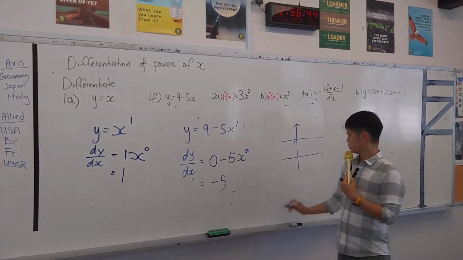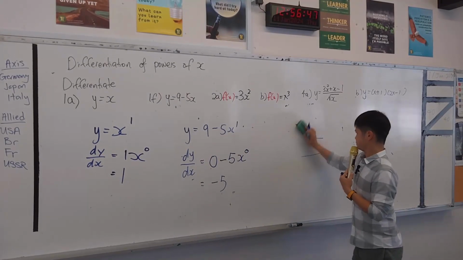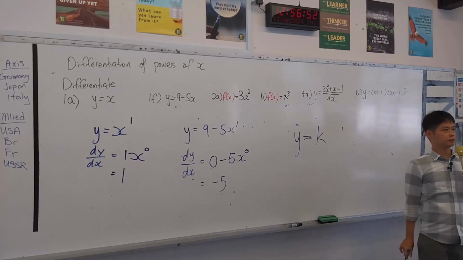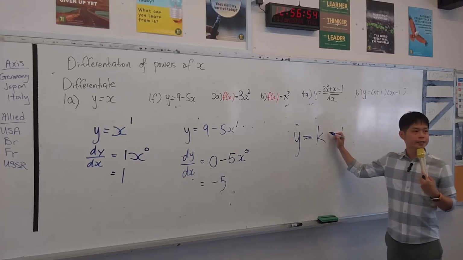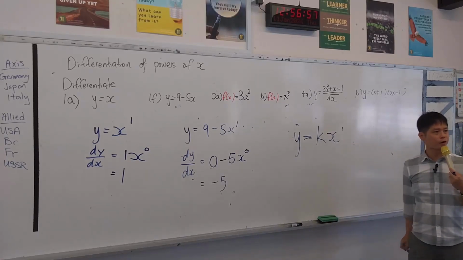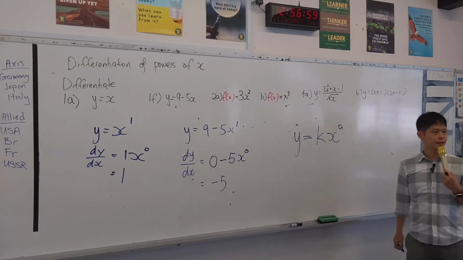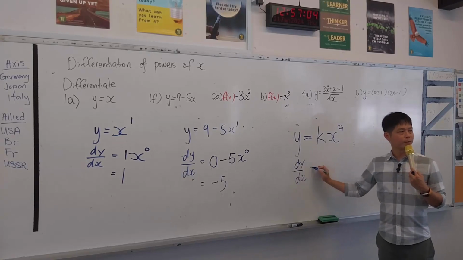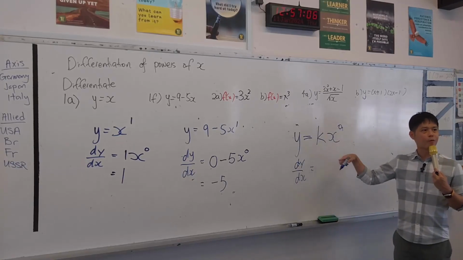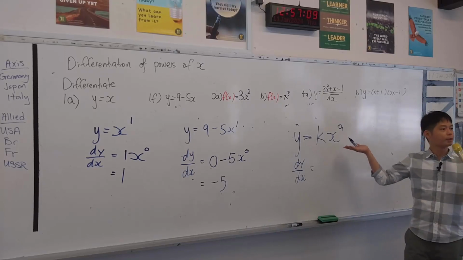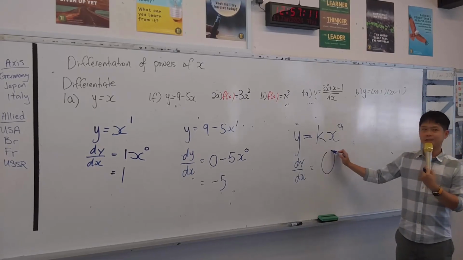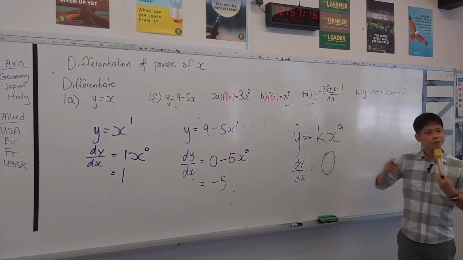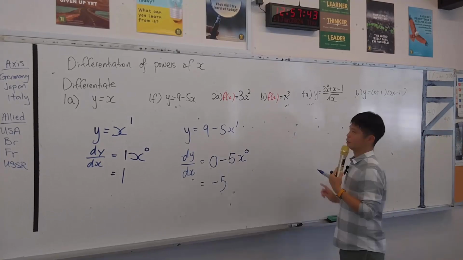Now, why is that so? Let's have a constant here. Y equals a constant. A constant actually has an invisible x beside it. What is the power of the x? 0, right? So what do you need to do when you differentiate? Bring down the power, minus 1. So what number will you get? Negative 1 for the power, but 0 times k, so the whole thing becomes 0.